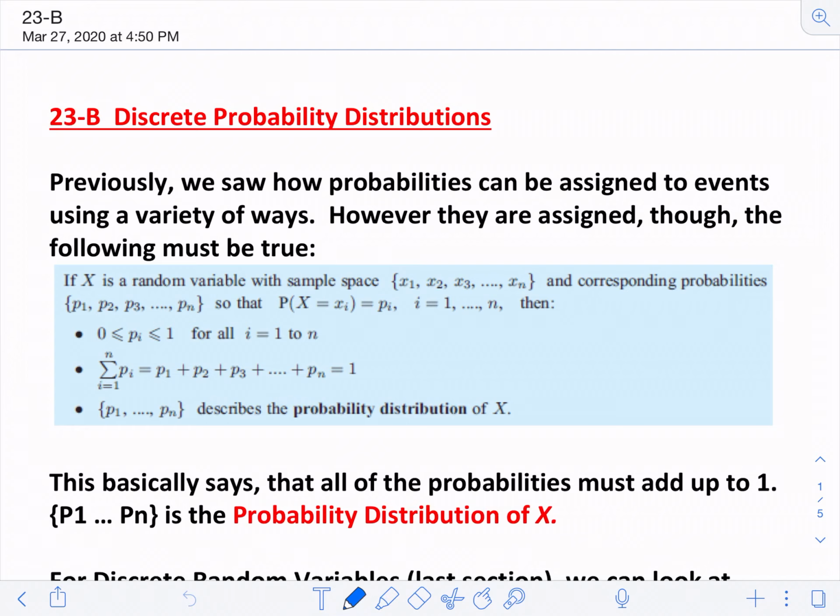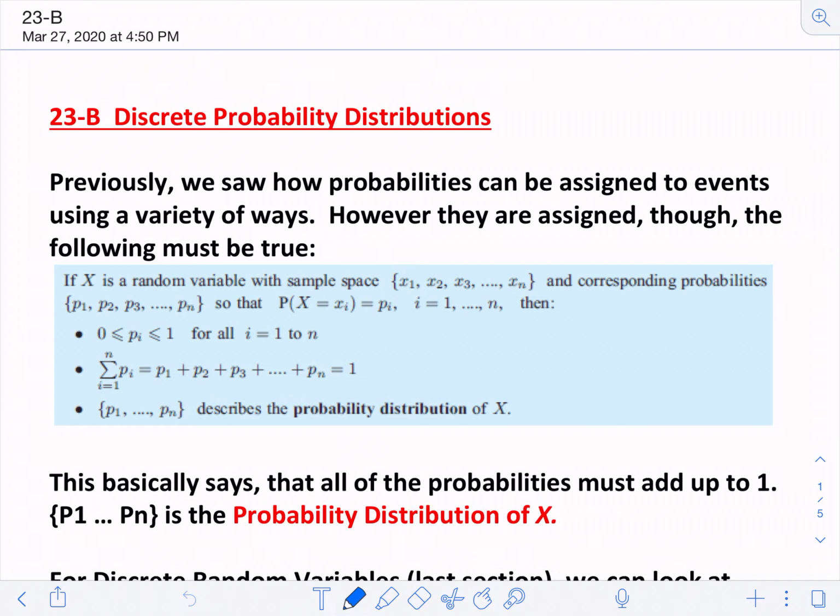Hi, everybody. Welcome back. Today we are going to talk about section 23b, discrete probability distributions. Now, if you remember yesterday, we were talking about discrete random variables and how they can list the different distinct possible outcomes given a particular event. So we're going to continue with that idea today and talk about discrete probability distributions.